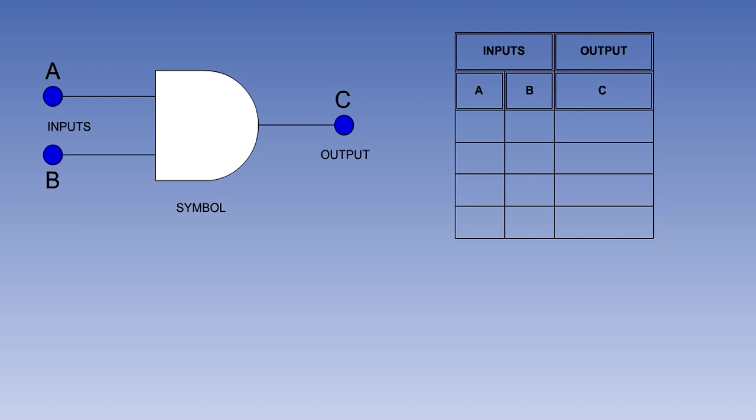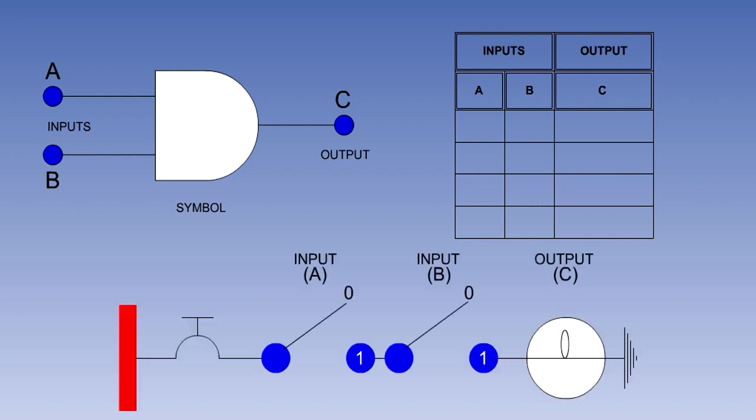We can build up the truth table for this 2-input AND gate by looking at all of the possible combinations of inputs and outputs. To help us with this, we can represent the AND gate by the electrical circuit shown here. The two switches in series represent the inputs, and the light bulb the output. With a switch open, it represents binary 0, and when it is closed, binary 1.